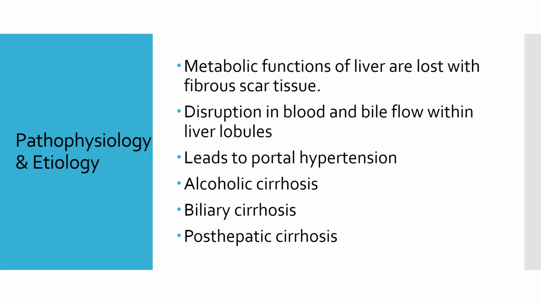So when we're talking about pathophysiology and etiology, we're looking at a few things. We're looking at the metabolic functions of the liver that are lost with fibrous scar tissue. One of those could be cirrhosis, and we'll talk about that in a minute. What happens is you get a disruption in the blood and bile flow within the lobules or the lobes of the liver, and that can lead to portal hypertension.